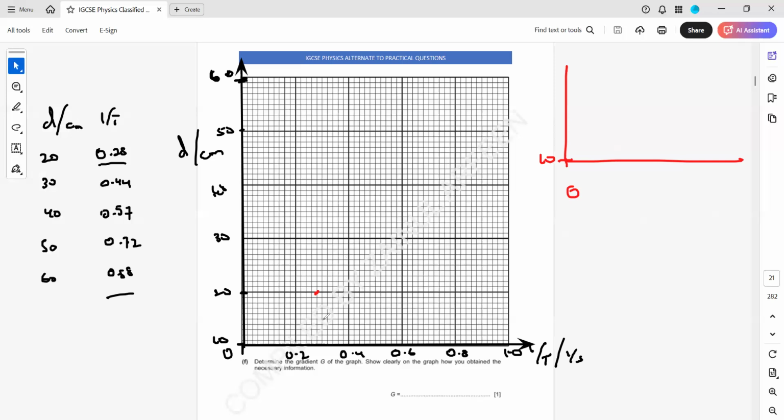Next we need a gradient, so you have to draw a line of best fit. Sir, you didn't say that, you said plot a graph. No, but you need a gradient in the next part, so you need a line of best fit. 40 and 0.7. So it needs to cover 70%. Yeah, that's it.